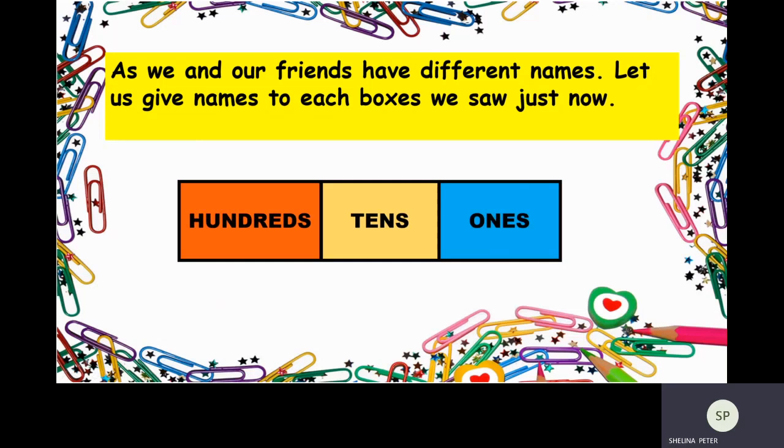So, when a number is written in this box, we say it is at ones place. Now, when a number is written in this box, we say it is at tens place. And finally, when the number is written in this box, we say that it is at hundreds place.